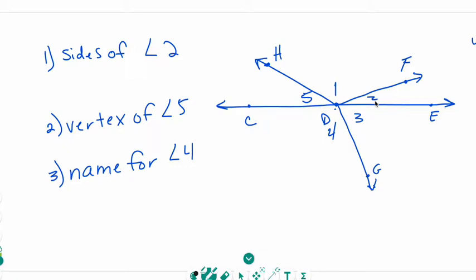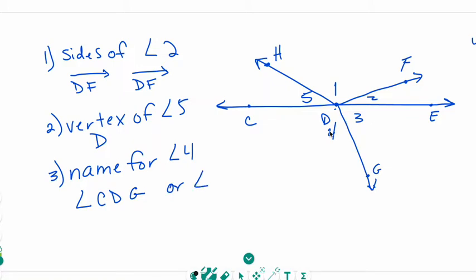So this would be ray DF and ray DE. Notice that it starts with the vertex letter. The vertex of angle 5 is going to be D. And the name for angle 4 could be angle CDG or angle GDC. The key letter here that has to be in the same location is D, and that is for the vertex.